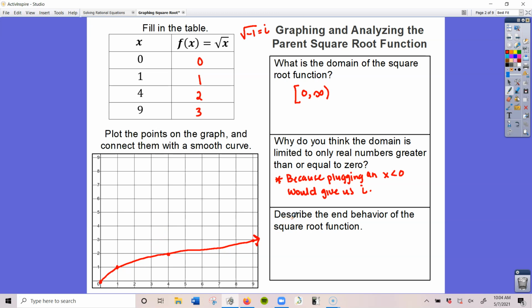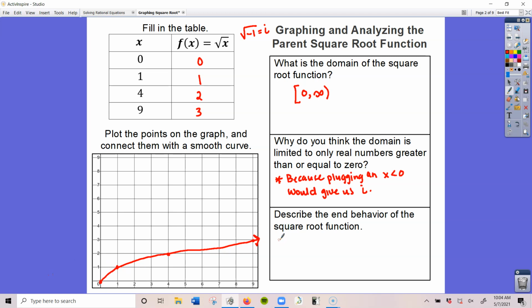Lastly, here it says, describe the end behavior of the square root function. Normally, with our graphs that we've done before, we would have two end behavior statements. One, where the x is approaching negative infinity, and the other where the x is approaching positive infinity. However, if we look at this graph, the x will never go past 0, so there is no end behavior for the left side of the graph because it doesn't go to the left side of the graph. It only goes to the right.